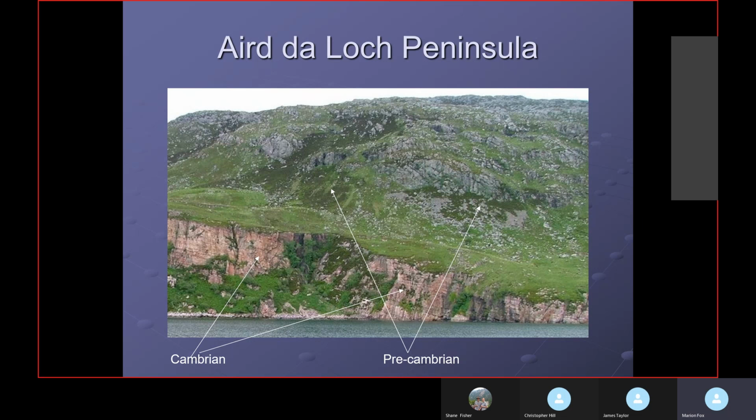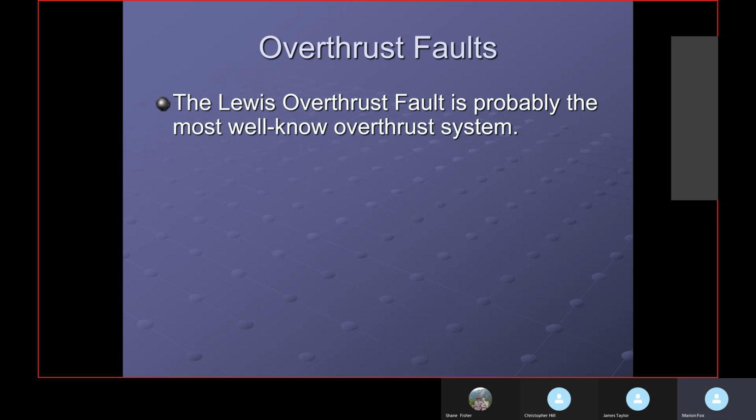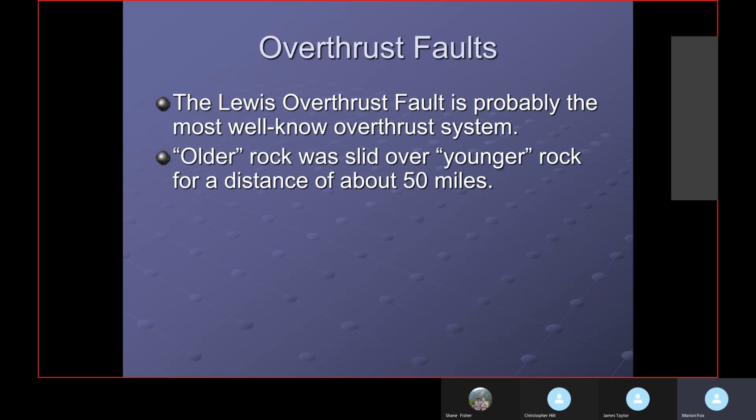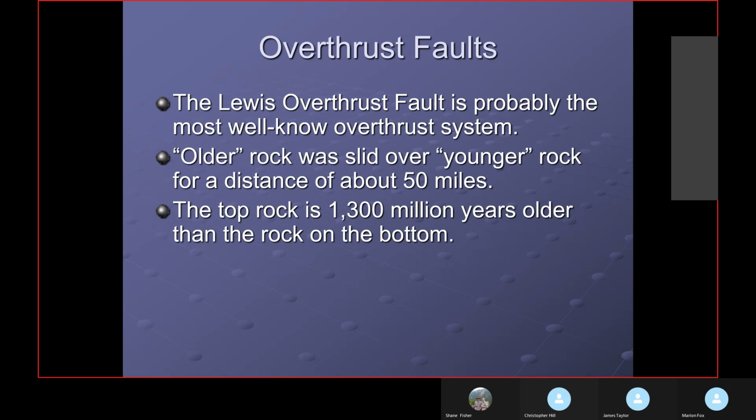So here we have the old rock on top, Precambrian, and the younger rock on the bottom for miles and miles. In the United States, there's a Lewis Overthrust Fault, the most well-known overthrust system. Older rock was slid over younger rock for a distance of about 50 miles. And you start pushing down. The top rock is supposedly 1.3 billion years old, older than the rock on the bottom. That's 1,300 million, which would be 1.3 billion years older than the rock on the bottom.